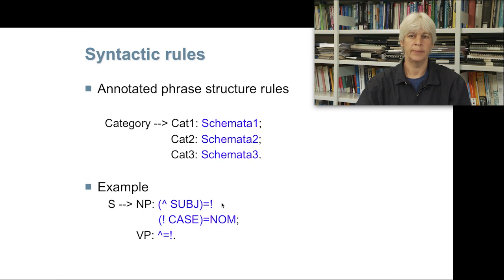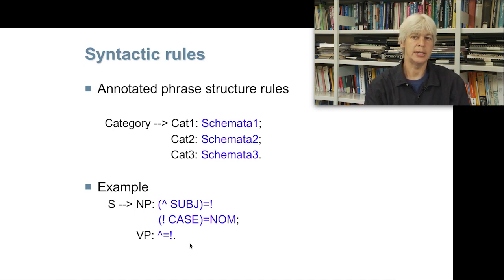And furthermore, the case of the subject is nominative. Okay, so this is the information that's being provided by the functional annotations. It says up subject equals down. Up refers to the sentence, saying the sentence's subject is what is contained in the NP. And this has case nominative. Okay. The verb phrase just says up equals down. What that says is take all the information associated with the verb phrase and just push it on up to the sentence level.